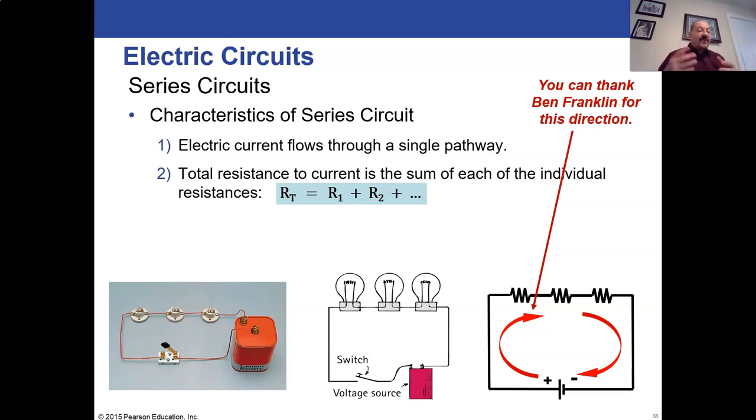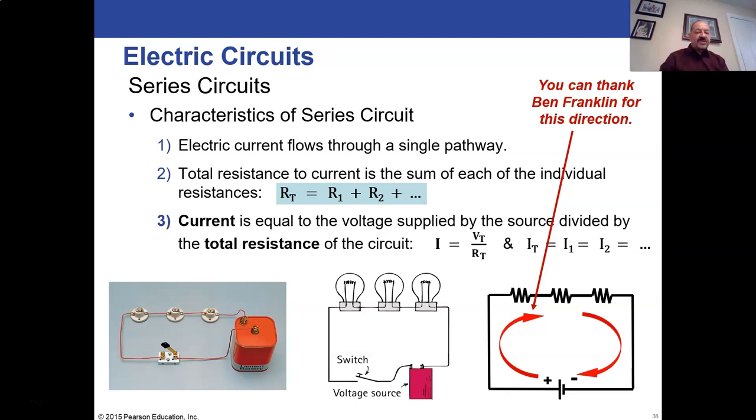We could add up all the lamps' resistance together mathematically, and that'll tell us what all of them are working together, because it's all one loop of wire, one circuit. So the total resistance is just the sum of the individual resistances in this series circuit. And the total current of this circuit is the same anywhere along here.